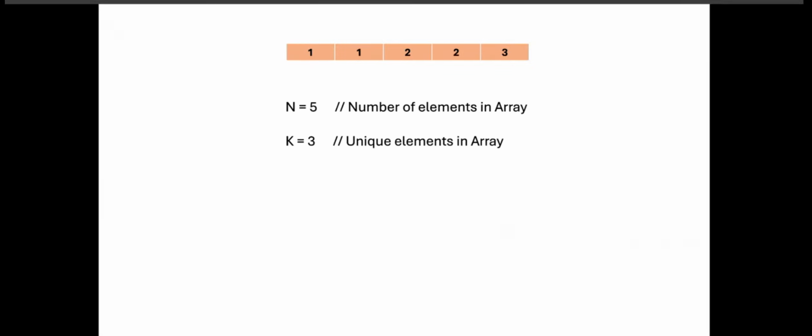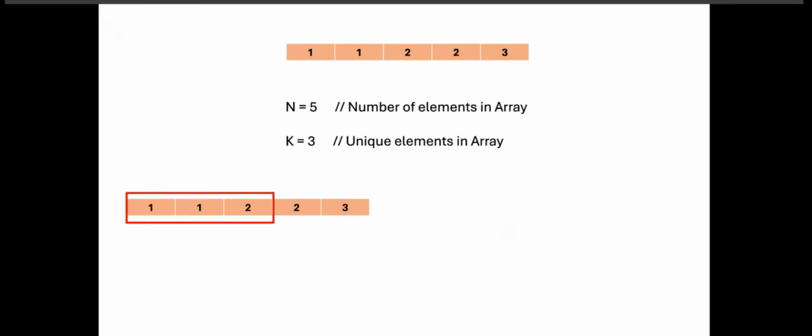Let's say we are given this sorted ascending input array. We have 5 elements in this array and 3 are unique elements. If we remove the duplicate 1 and 2, we get 1, 2, 3, so there are 3 unique elements. So k is equal to 3. Based on the problem statement, from 0 to k minus 1 we need to put the unique elements. This 1, 2, 3 should come here in the same order as they are present in the original array.